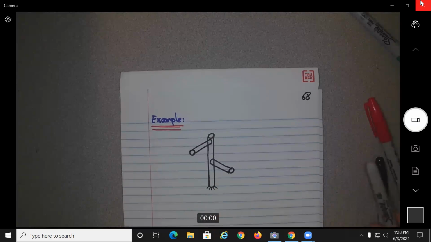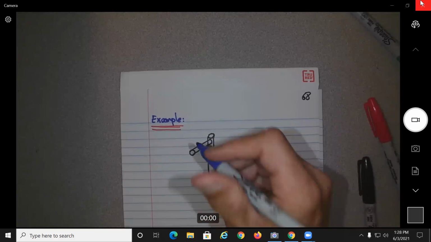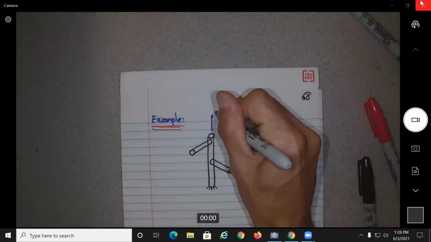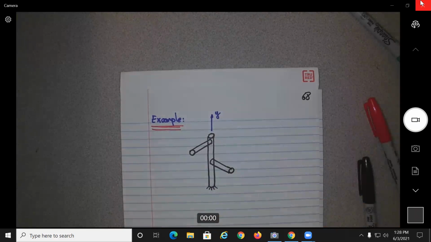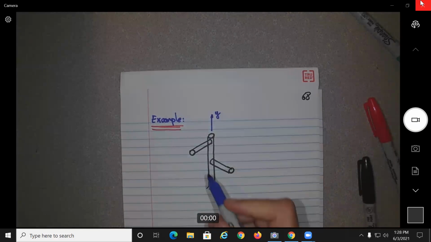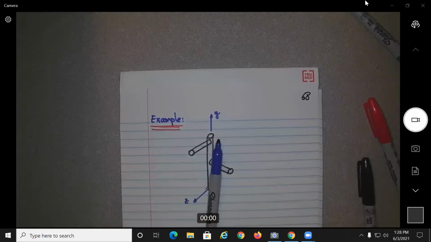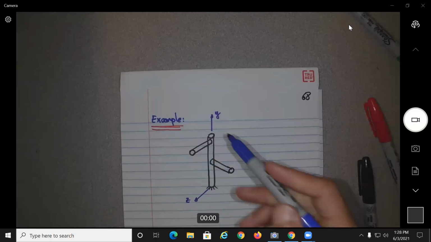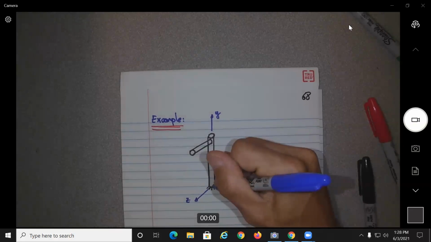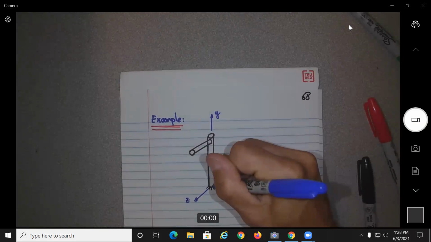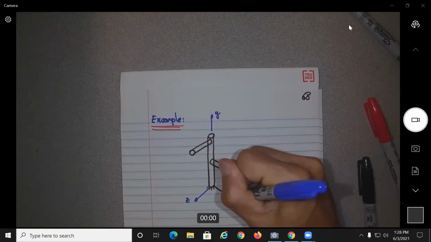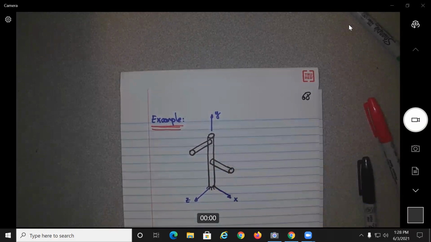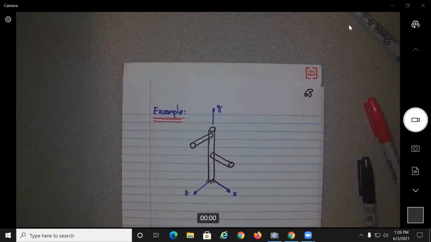And this one here will be fixed. So our coordinate system, the height will be Y. Now this will be the Z. And now this one here in this direction will be the X.